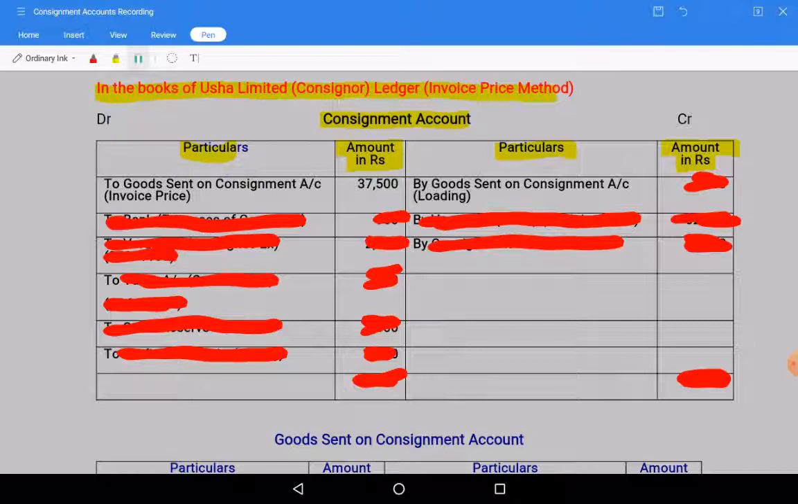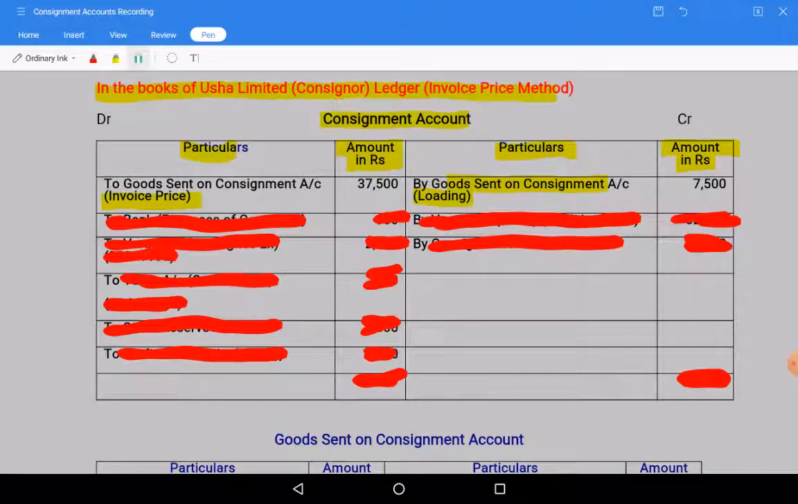So on the debit side you wrote to goods sent on consignment at invoice price. On the credit side we need to show the loading by crediting the same account, goods sent on consignment. So how much is it? That is also we have done in working note 1, 7,500.